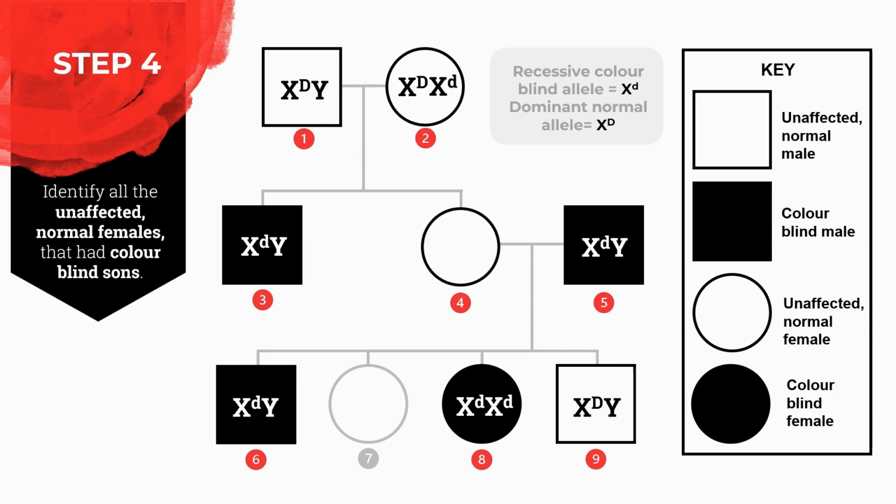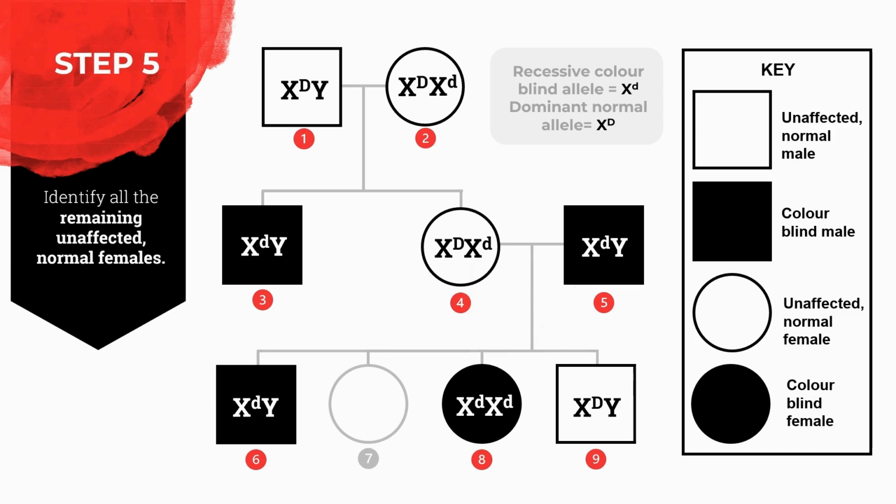Her colorblind son, number 6, inherited his Y chromosome from his father, number 5, and his X-linked recessive allele for colorblindness from her. But because she is phenotypically unaffected and normal, we know that her genotype is heterozygous and that she is a genetic carrier for colorblindness. Also notice that the same logic applies to daughters. Daughter number 8 is colorblind. This means that she inherited two X chromosomes, one from each parent, that carried the X-linked recessive disorder. Because her father, number 5, only has one X chromosome, he must therefore be colorblind.